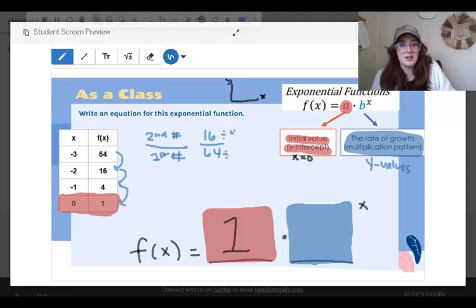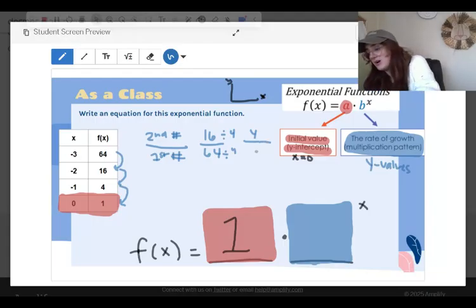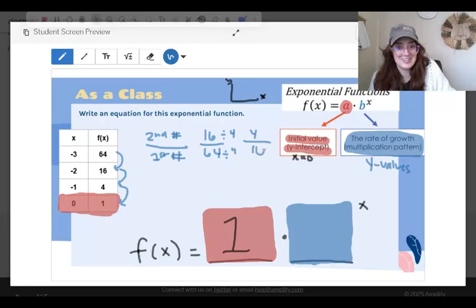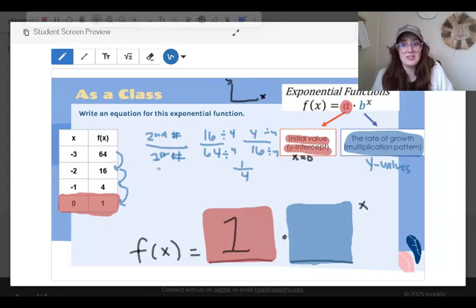16 and 64, 4 goes into both. That's going to be 4 and, I want to say 12, but I'm going to double check. 64 divided by 4, 16. This is why we check. I was going to say 12. All right, 16. We can take out another 4, and that would give us 1/4, right? So basically, we're dividing by 4 each time.